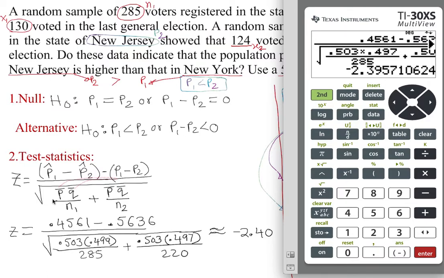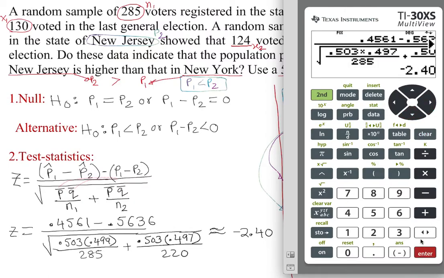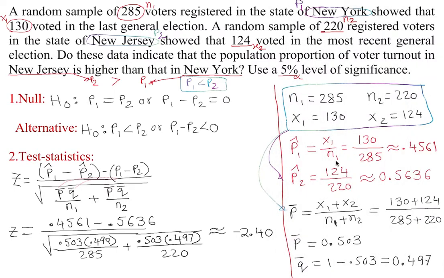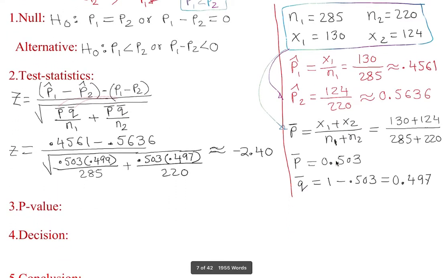Notice that this is a z-test. Our z-table doesn't have more than 2 decimal places, so by default we must round to 2 decimal places. So it's going to be negative 2.40. Again, we can just go to mode, go float, go to number 2, enter, clear, enter. That gives negative 2.40. Very nice. So that is the z statistic we have here. Now the next thing we're going to work out is the p-value.